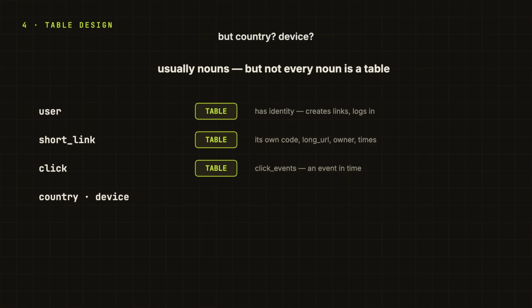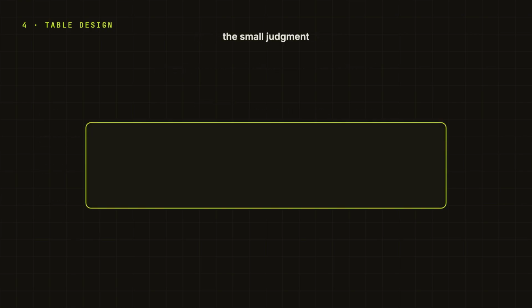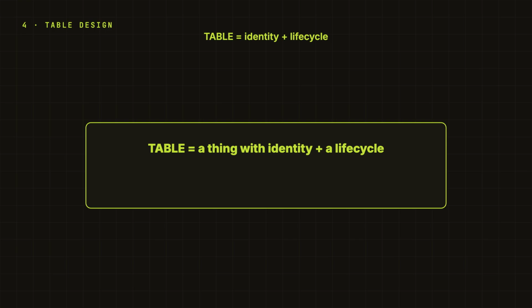But country, device, for this version, those are just facts about a click. They can be columns, not tables. That is the small judgment here. A table is usually a thing with identity and a life cycle. A column is usually a fact about that thing.